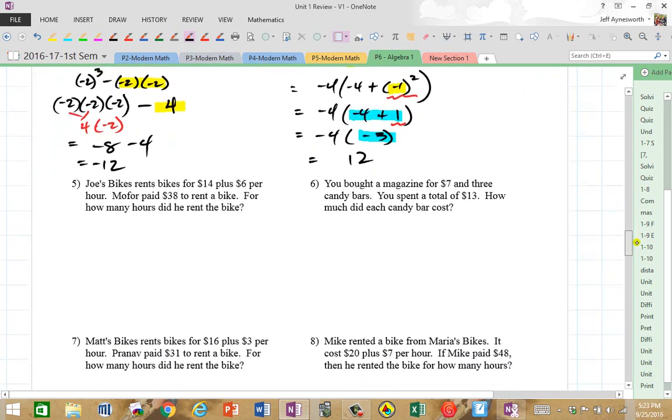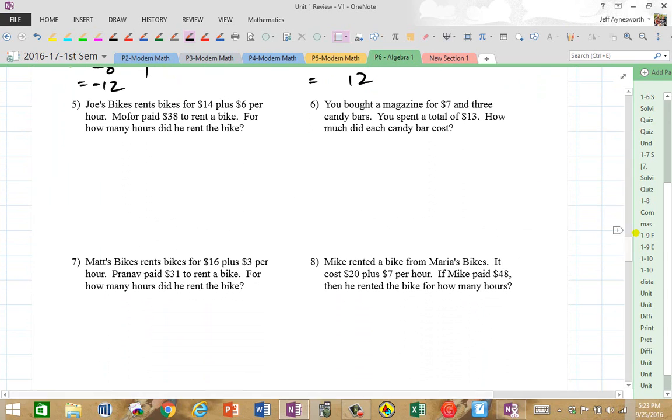Now let's get into what are called linear equations, okay? Joe's Bikes rents bikes for $14 plus, okay, plus $6 per hour. Mofor paid $38 to rent the bike. All right, for how many hours did he rent the bike?